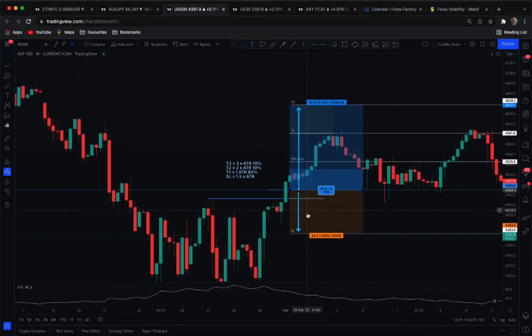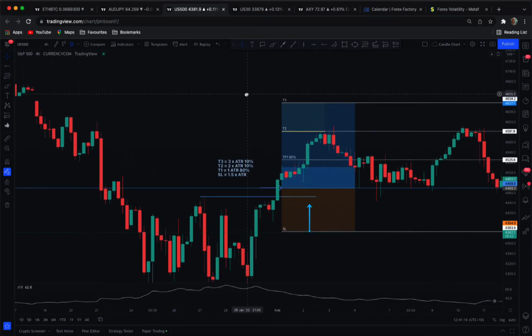So what we can do then is trail our price. Once the market moves, let's say to our first target, we can trail the stop loss and keep it 1.5 times the ATR under the price if you want to, or we can reduce that and bring the stop loss to 1 times the ATR under the price.